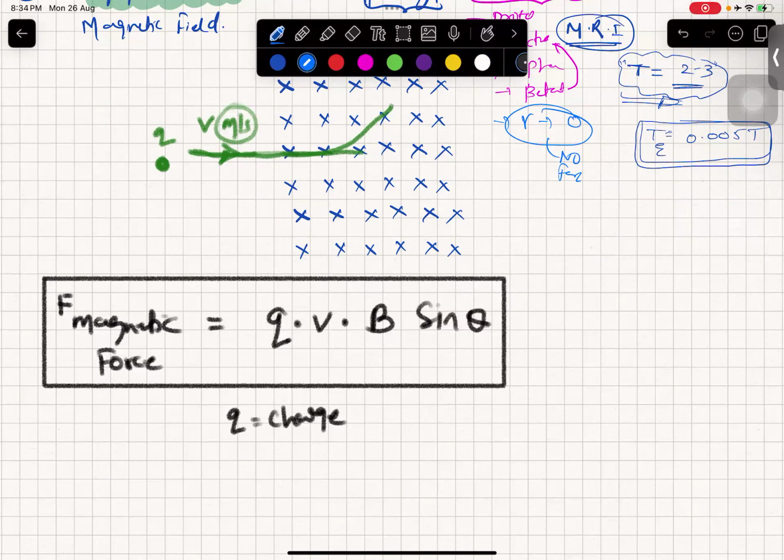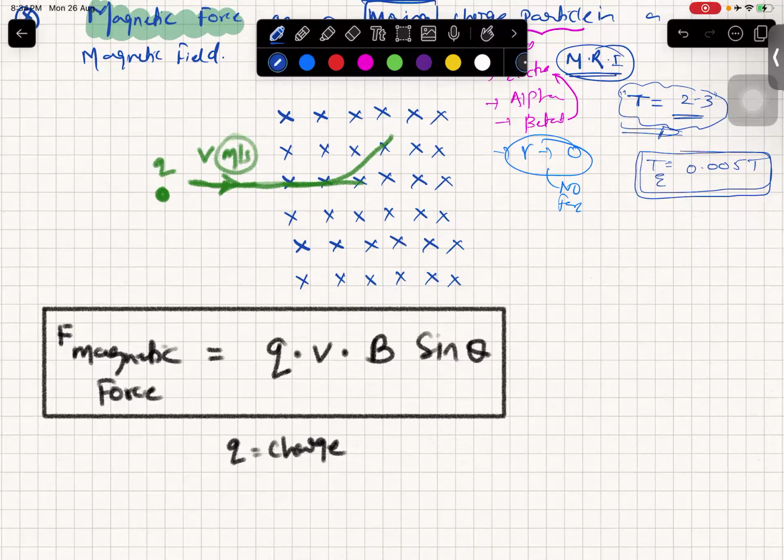As you can see, it's a product, right? If the charge becomes zero, the force is going to be zero. And charge is zero for a neutron. So if you shoot a neutron, the force will be zero. The neutron will go straight like this. There will be no magnetic force on it, right? It will go without any deflection. So there's no magnetic force on that, right?